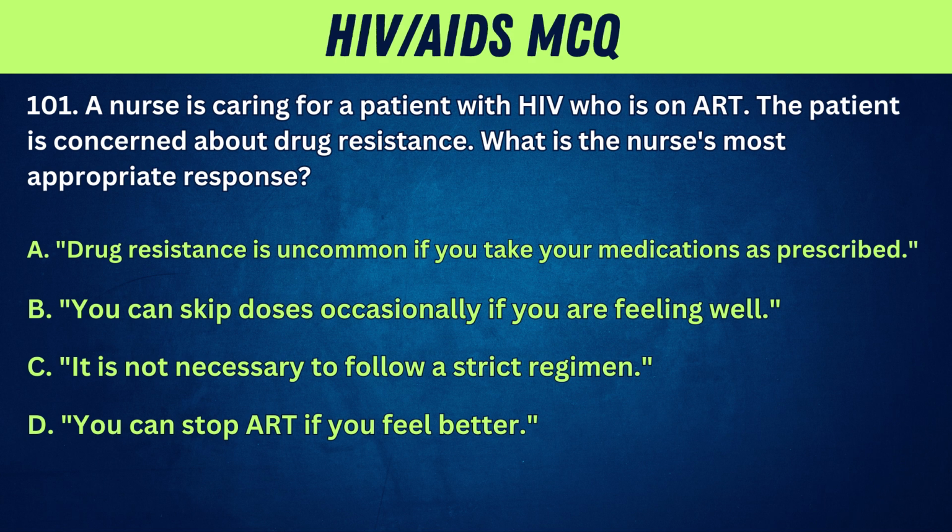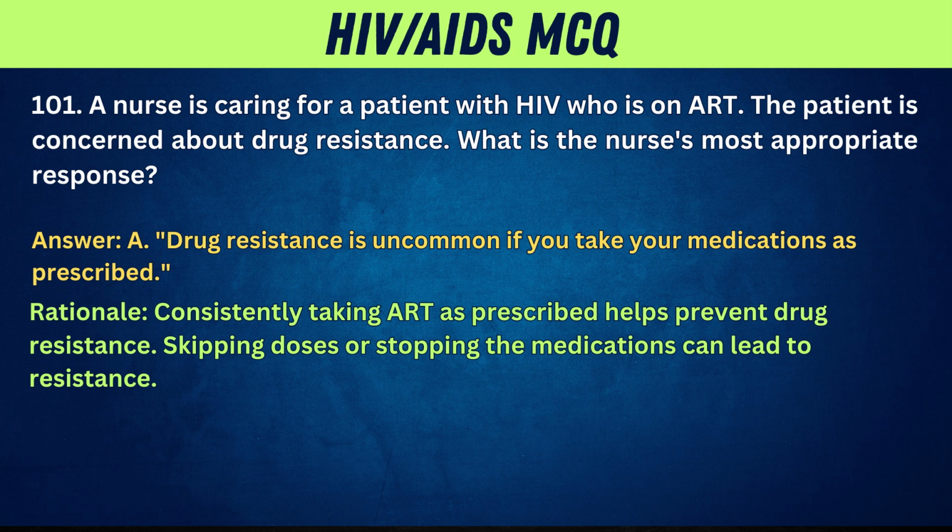101. A nurse is caring for a patient with HIV who is on ART. The patient is concerned about drug resistance. What is the nurse's most appropriate response? A. Drug resistance is uncommon if you take your medications as prescribed. B. You can skip doses occasionally if you are feeling well. C. It is not necessary to follow a strict regimen. D. You can stop ART if you feel better. Answer: A. Drug resistance is uncommon if you take your medications as prescribed. Rationale: consistently taking ART as prescribed helps prevent drug resistance. Skipping doses or stopping the medications can lead to resistance.